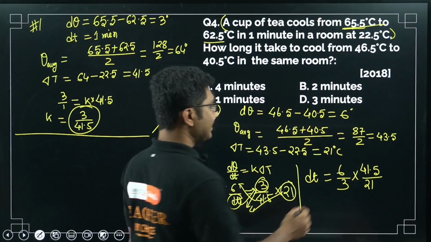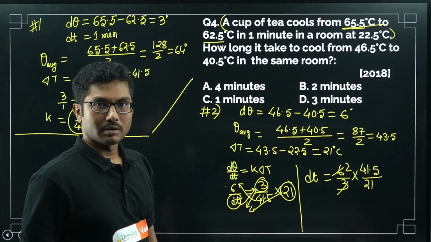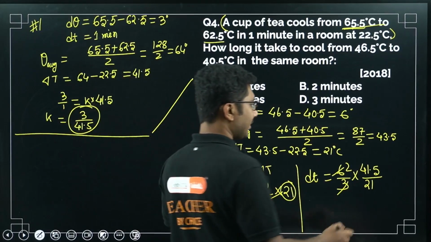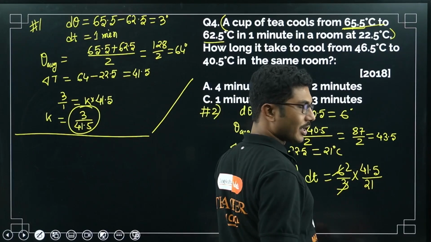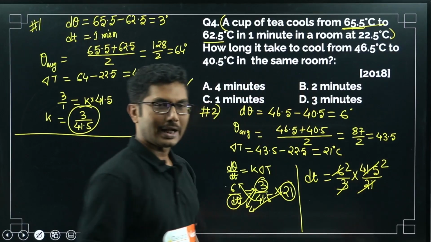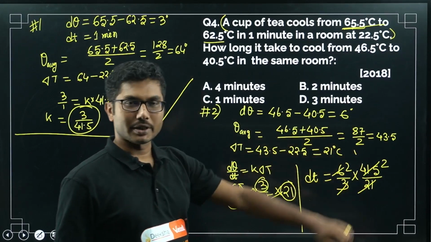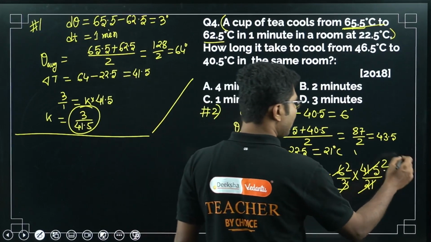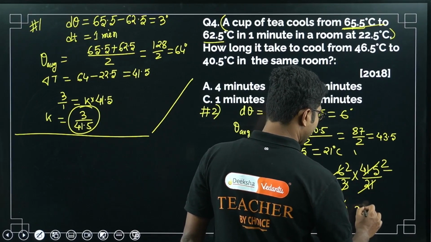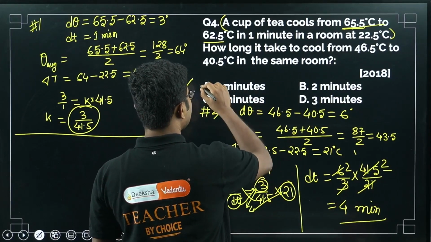Now this is easy to calculate. This is 2. Now how to calculate this one? Our best friend, the approximation method. 21 and 41.5, so we can approximate it to be 2, right? 21 times 2 is 42, so almost 42 is here. So it will be 2 times 2, which is 4. So it will take almost 4 minutes. So the correct answer is 4 minutes.